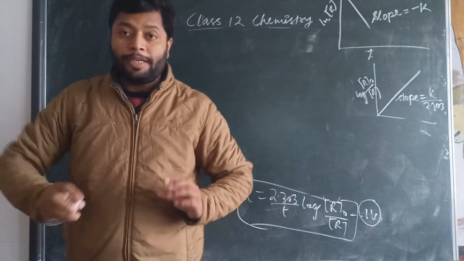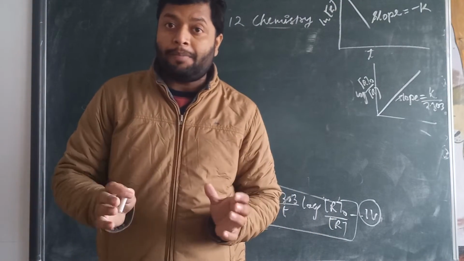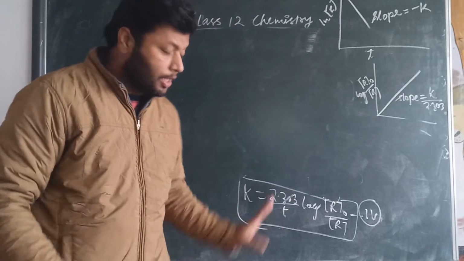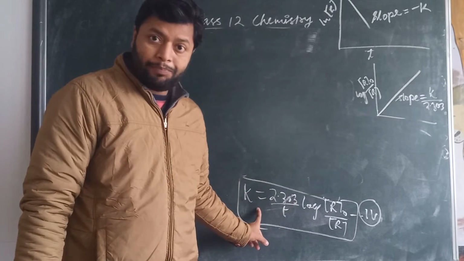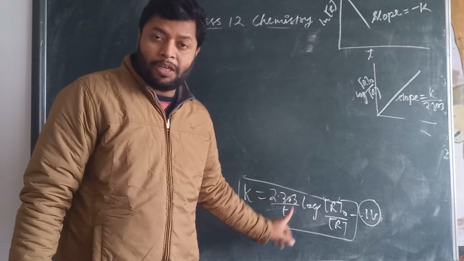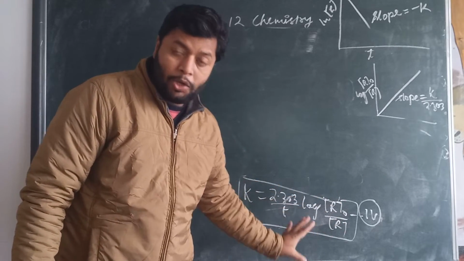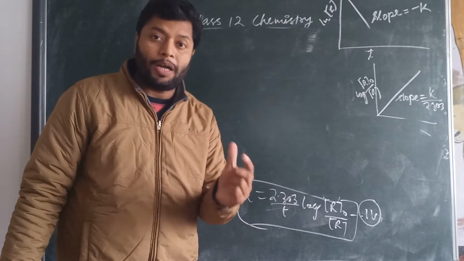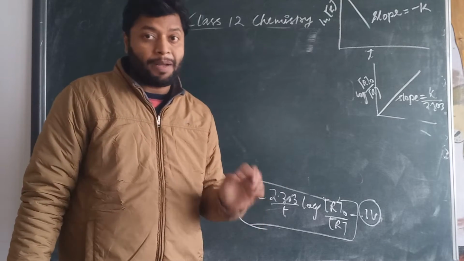So now we are going to calculate and derive the formula for the half-life for the same first order reaction. We have this equation, k equals 2.303 upon t log R naught by R. With the help of the same formula, we have to derive one more formula for the half-life of the first order reaction.